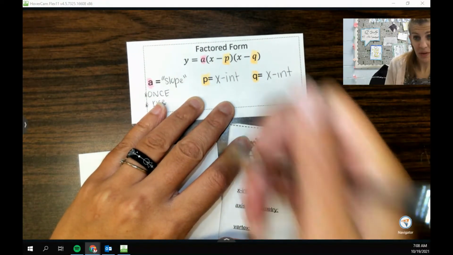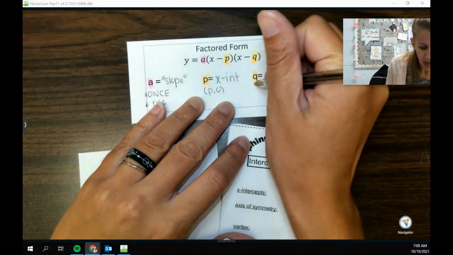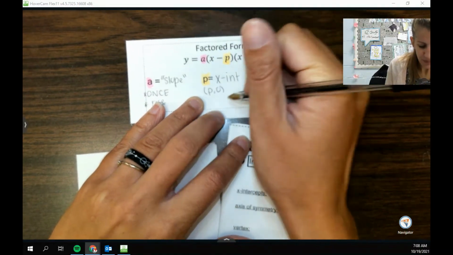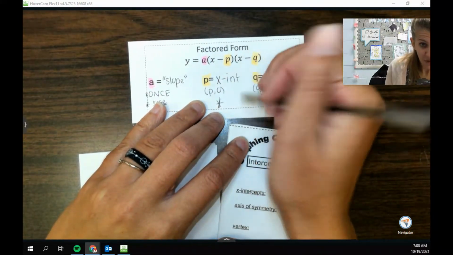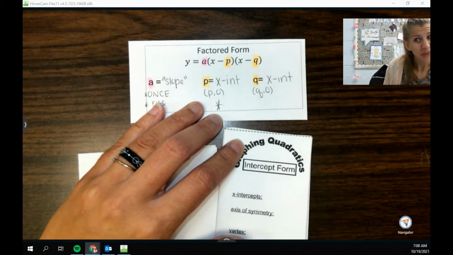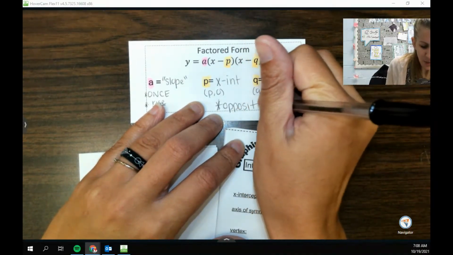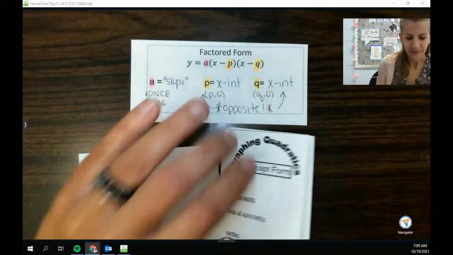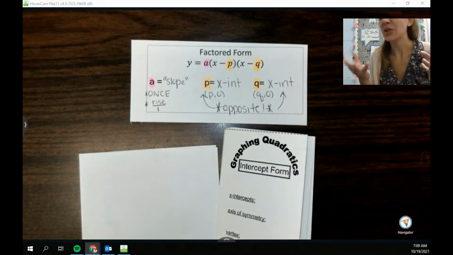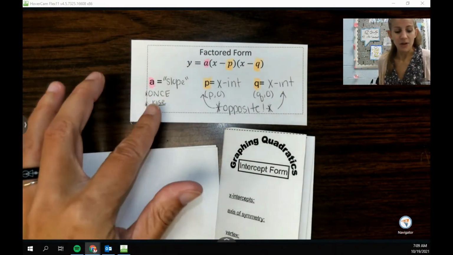And so the way that we write it, because they are x-intercepts, is p comma 0 and q comma 0. Big note about these: because of those negative signs in front, and because whenever I take stuff out of parentheses they change signs, they will be opposite of what you see. So again, it's super nice. You get 2 great points to plot on your graph. And then we have our slope.